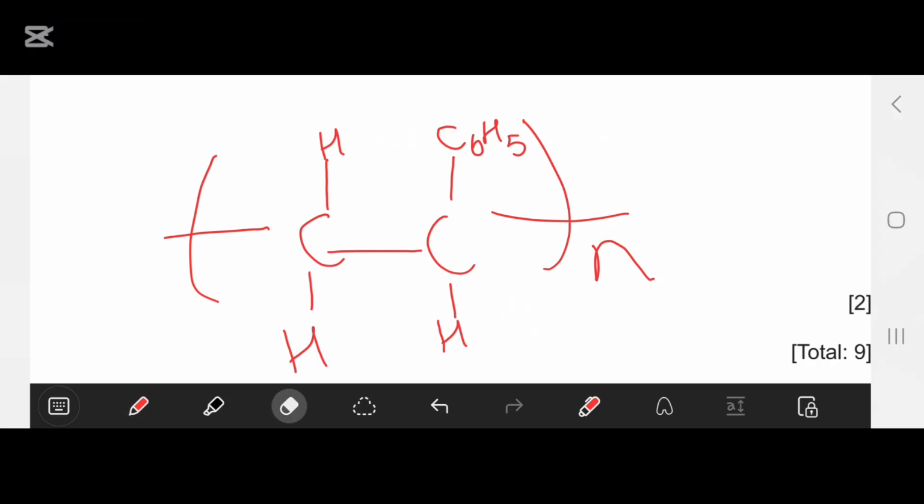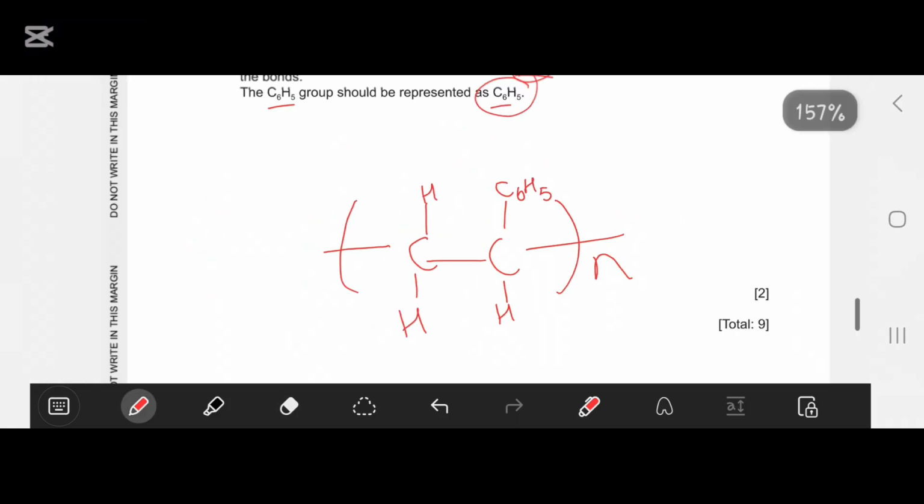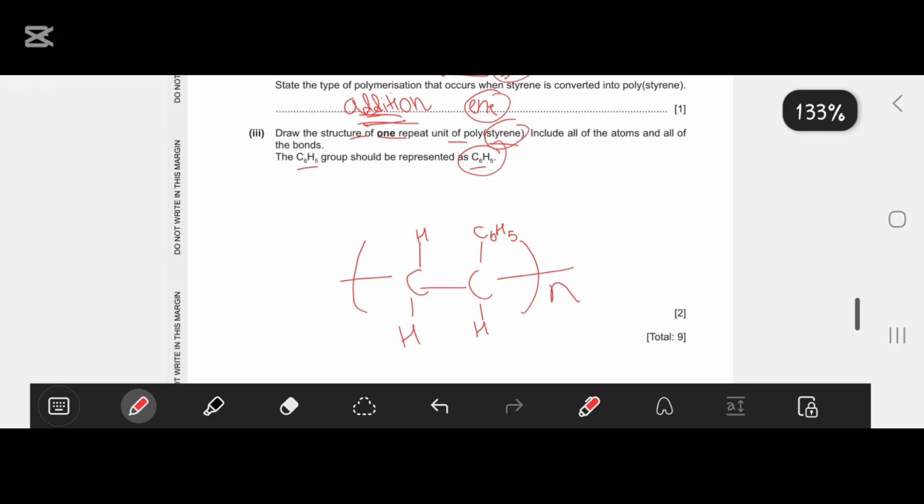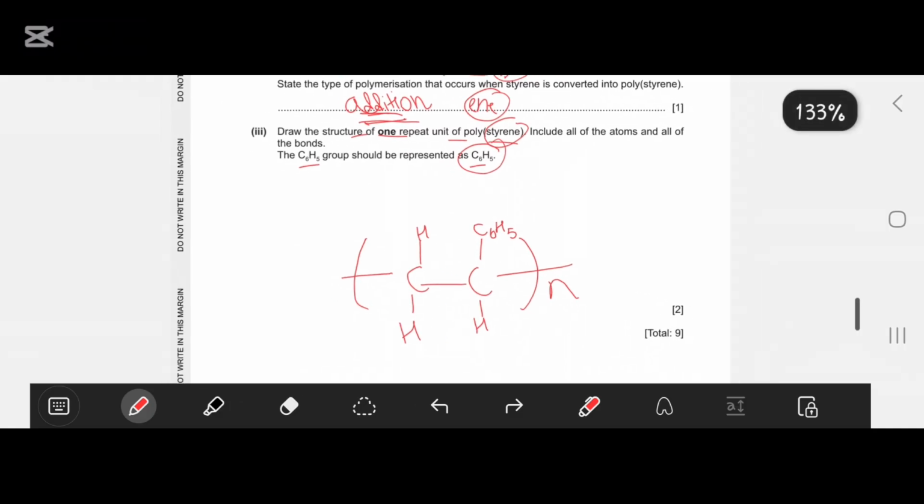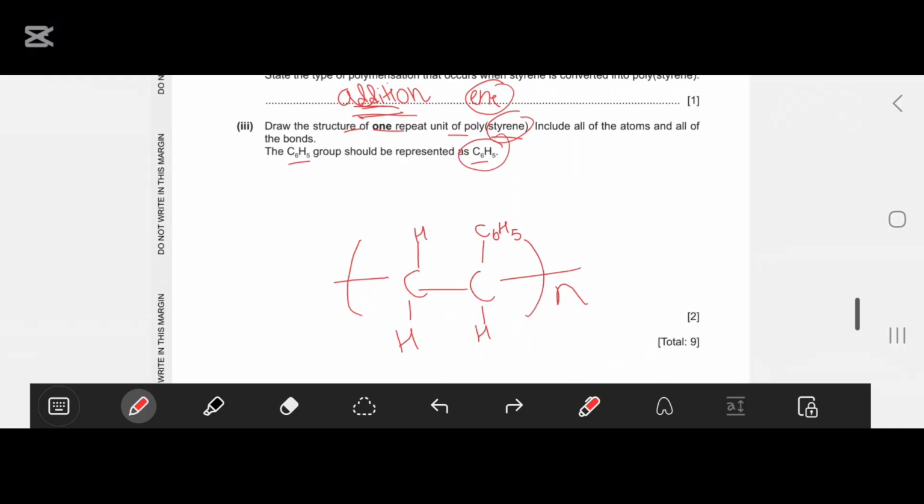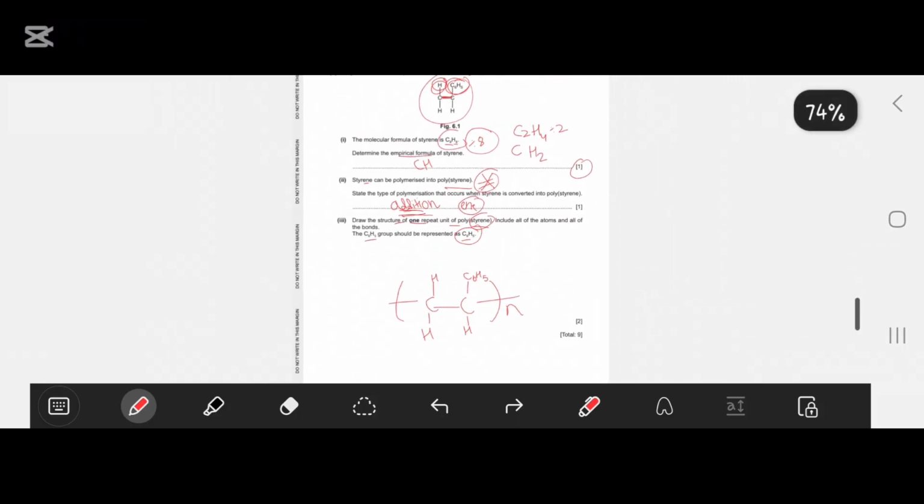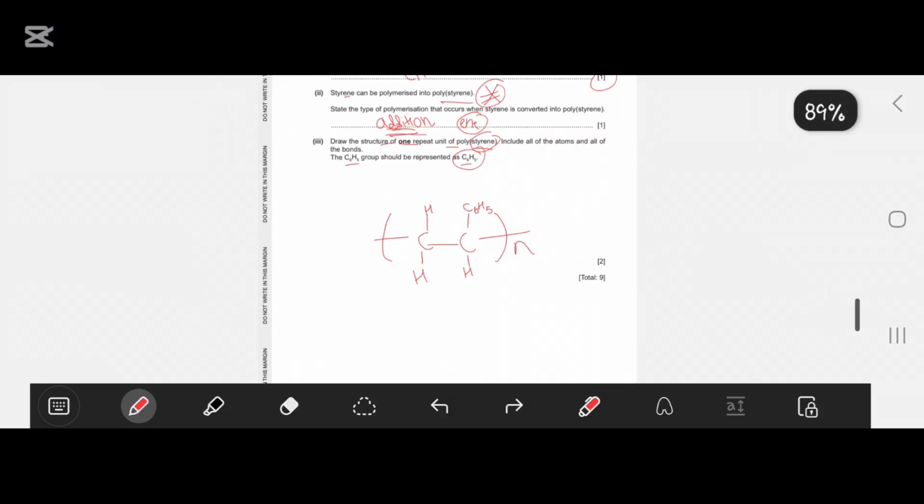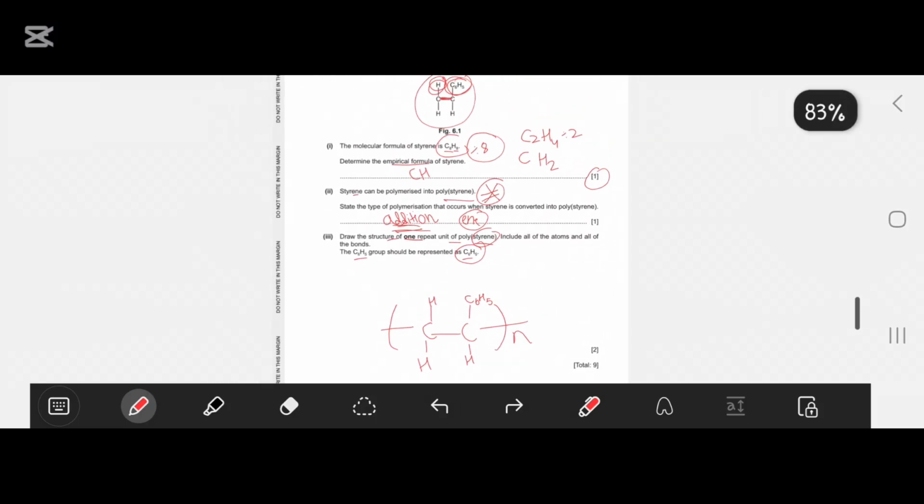Now here I will draw the extension bonds, which show that it is continuous and keeps repeating. N means we have a number of repeat units of polystyrene. Like this, we finished our past paper trial session for the 2024 October-November. I hope you understand this paper, and if you have any questions, leave a comment.